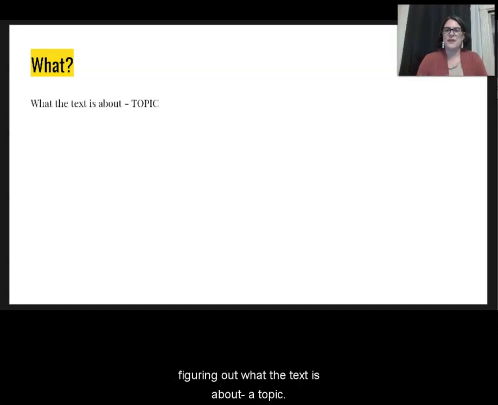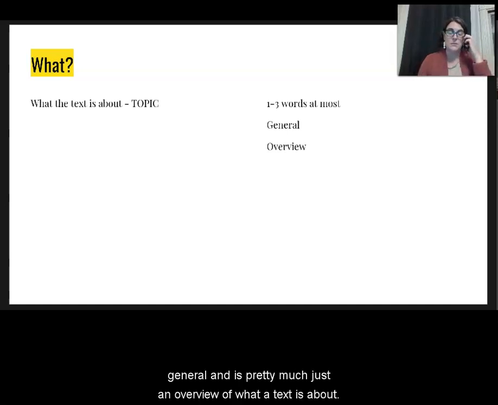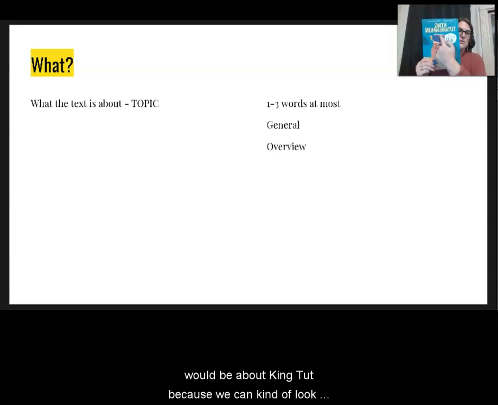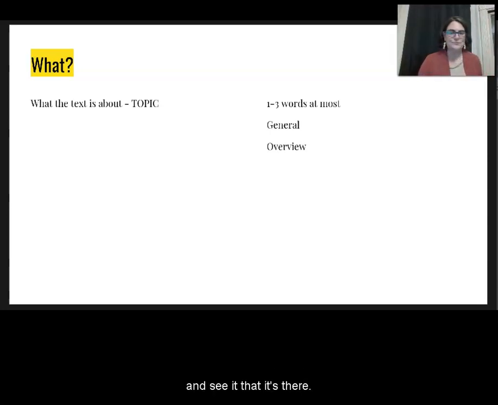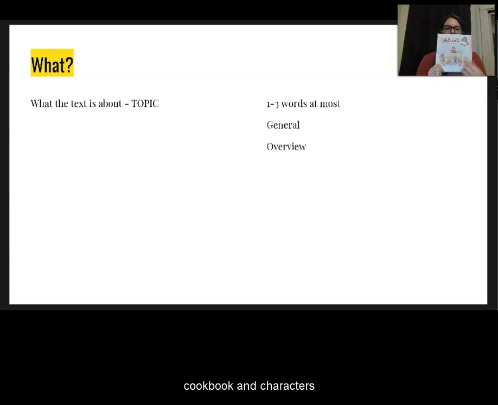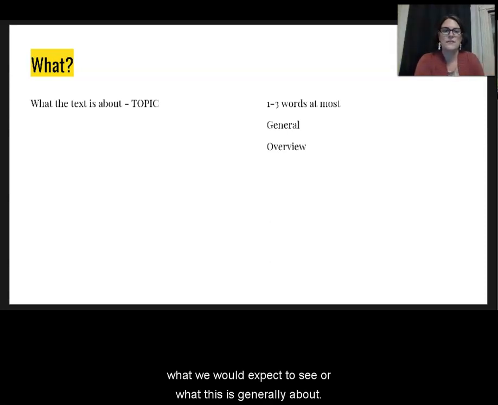The what is basically figuring out what the text is about, a topic. This is usually only 1 to 3 words long. It's usually a single word or a single phrase. It is something very general and is pretty much just an overview of what a text is about. So in this case, this book would be about King Tut because we can look and see it there. And this book would be about baking, because we can see cookbook and characters there. So it's basically an overview of what we would expect to see or what this is generally about.